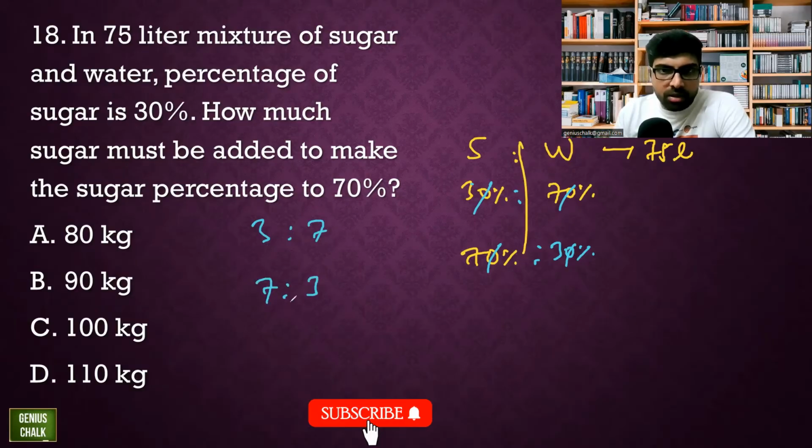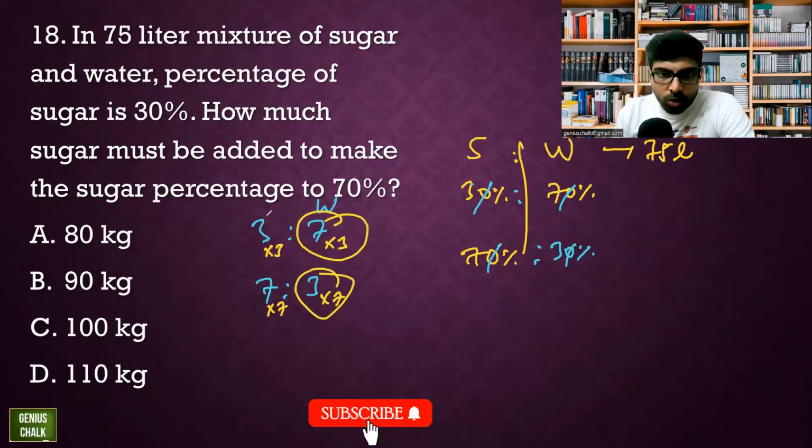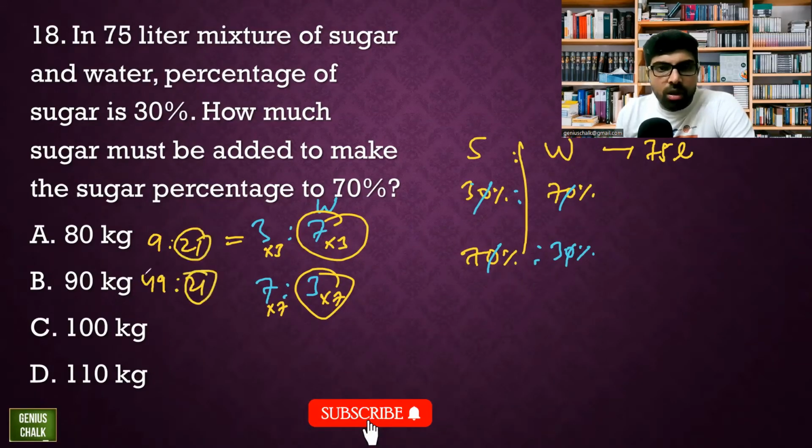So this part, this is water, this must be the same. So how can we make this same? This is 7 into 3, 21, this is into 7, this is into 3, so this is also into 3, into 7 into 7. So you can see, because sugar is added, the water is same. So this is 9 is to 21, 49 is to 21. So you can see this water is same, sugar is added 40 units, 9 to 49, 40 units. So 40 units, we need to find the value.